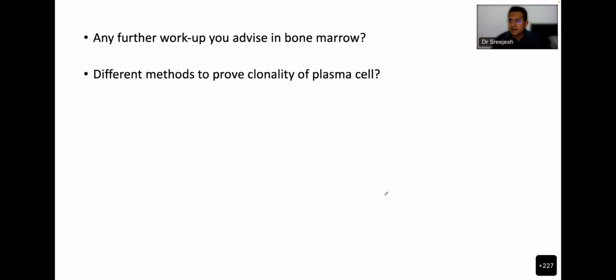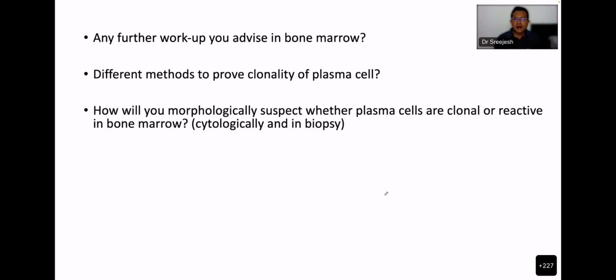Now suppose they are very scattered plasma cells, let's say 7%, 8%. It's also difficult to demonstrate clonality by immunohistochemistry. So what is the alternate method to prove the clonality of plasma cells in the bone marrow? Sanobar? Flow cytometry. Yes, flow cytometry.